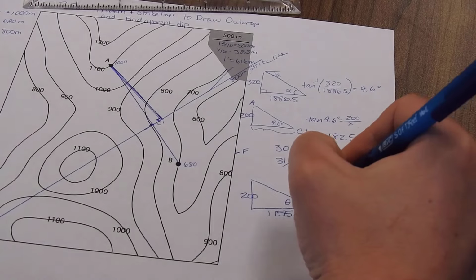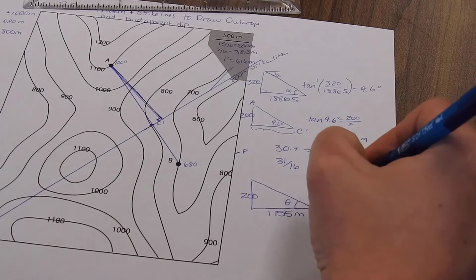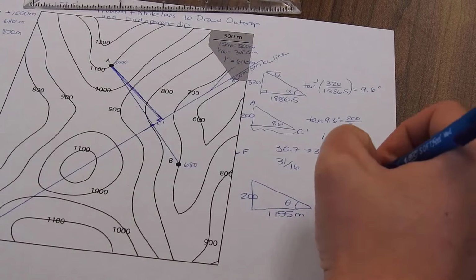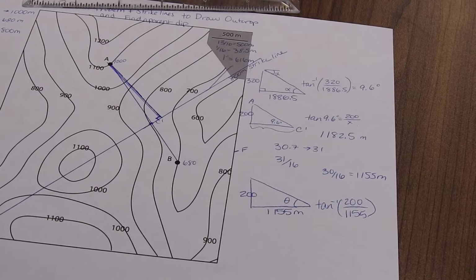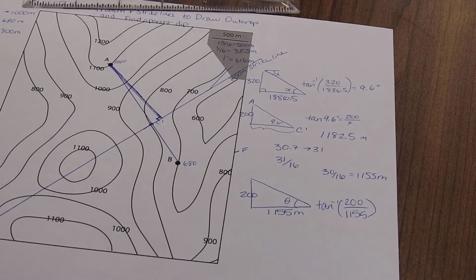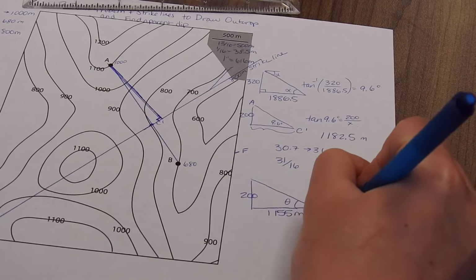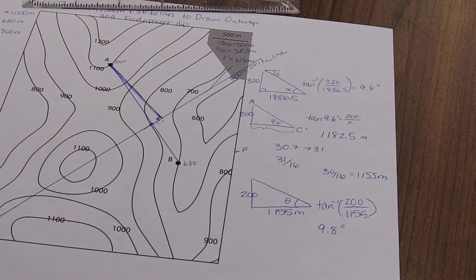And now I can use tangent or inverse tangent. Inverse tangent of opposite over adjacent. On your calculator, you're going to put in atan of 200 divided by 1155 in degrees. And I get 9.8 degrees. So not that far off from our apparent dip.